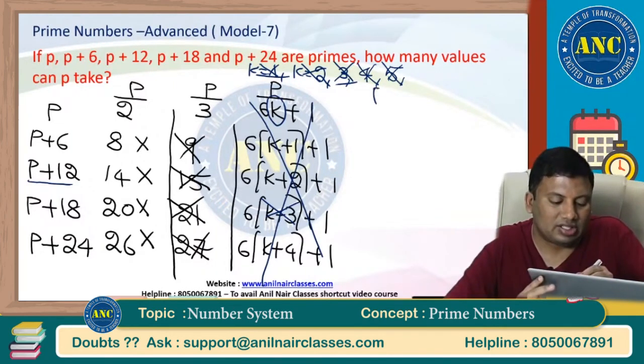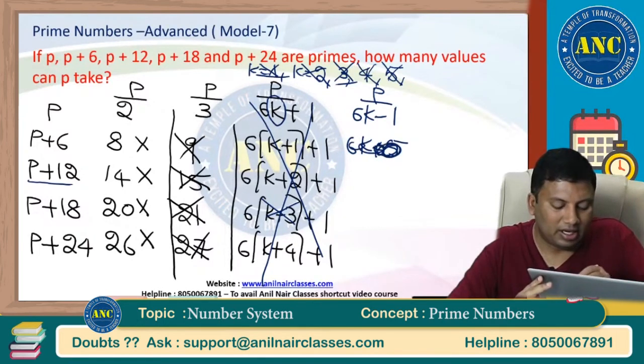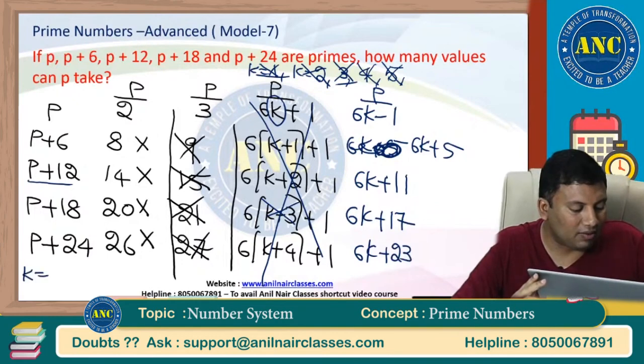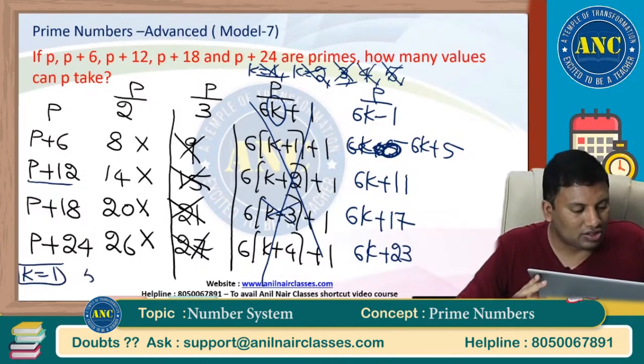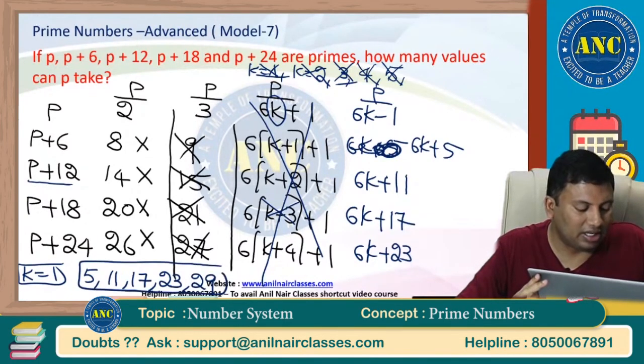Next, let us take 6k minus 1. If I take 6k minus 1, then these are 6k minus 1, 6k plus 5, which is nothing but 6k plus 11, then 6k plus 17, then 6k plus 23. If I put k equivalent to 1, 6 into 1 minus 1 is 5. 5 plus 6 is 11. 5 plus 12 is 17. 5 plus 18 is 23. 5 plus 24 is 29. So 5, 11, 17, 23, 29.